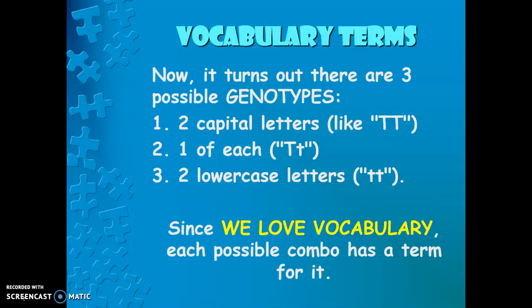Now, there are three possible genotypes because you can get two dominant genes, so you'll have two capital letters, or you can get one of each gene, one dominant and one recessive, so one capital, one lowercase, or you can get two recessive genes, two lowercase letters. Now, because biologists love vocabulary words and love calling things by other words, each one of these combinations has its very own vocabulary term. Yes, you need to know these. It is very important.